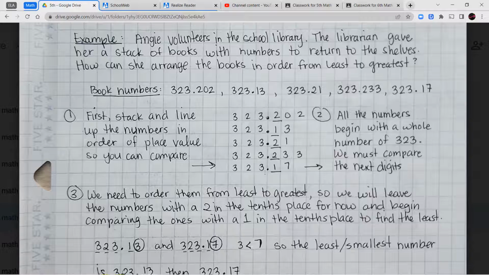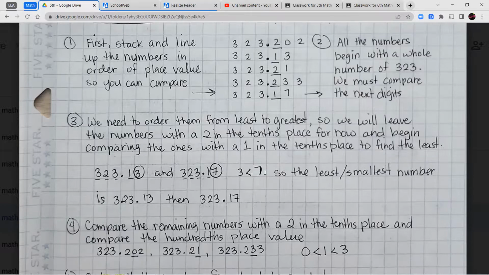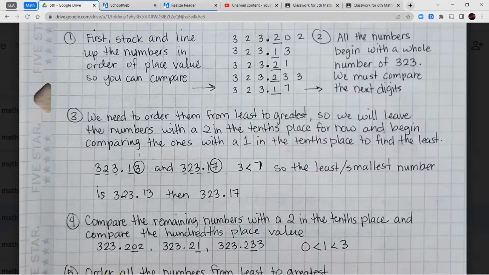Now she wants to put the books in order from least to greatest. So let's focus on the ones that have a 1 in the tenths place and leave the one with the 2 in the tenths place for later. If they both have a 1 in the tenths place, now I'm going to compare the number in the hundredths place. This one has a 3 in the hundredths place and the other one has a 7 in the hundredths place. Now we know 3 is less than 7.